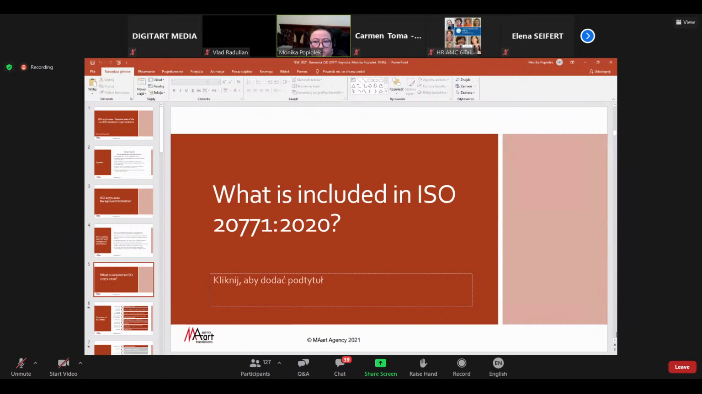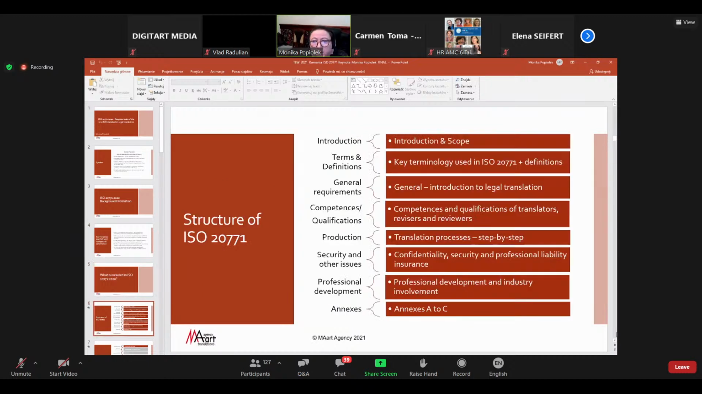So what is included in ISO 27771? This is more or less the structure of the standard. So some of those elements are a standard for every single standard. I know it sounds funny, but even standards are standardized, especially ISO standards are standardized in many ways. So every single ISO standard that you might come across will have a section which will be called introduction, scope, and terms and definitions usually, and annexes, for example.